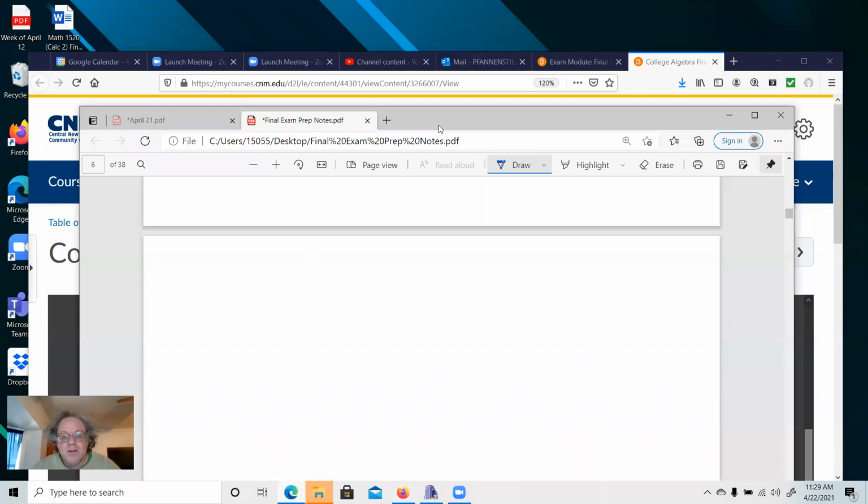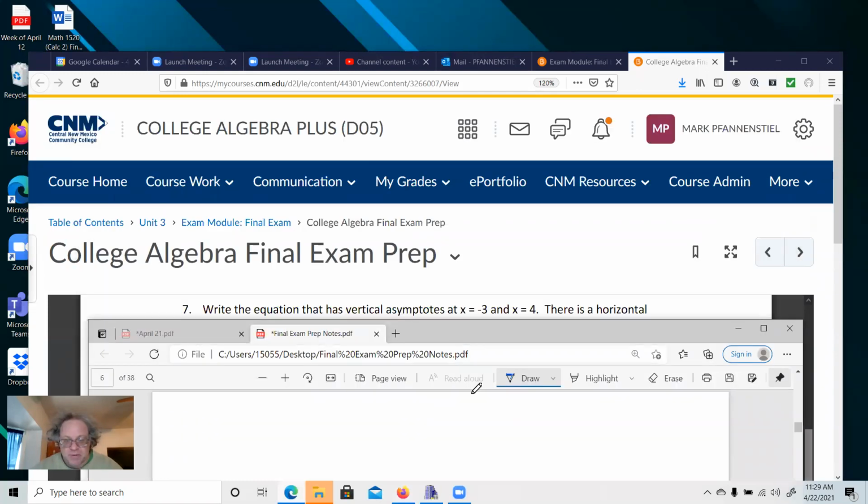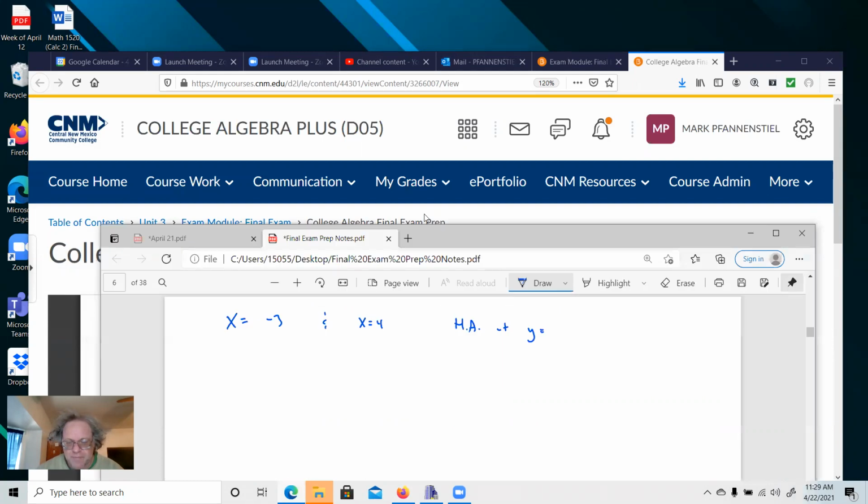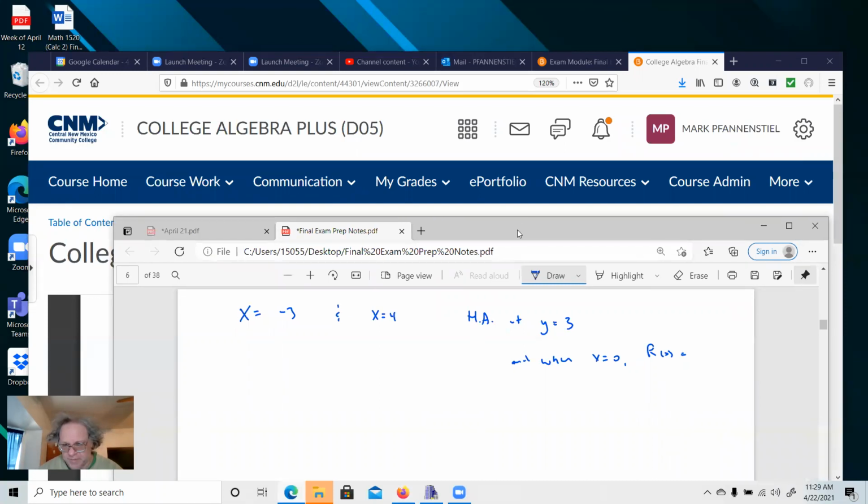Okay. So what do we know? We know that x is equal to -3 and x equals 4, so we have vertical asymptotes here and here. We know that we have a horizontal asymptote at y is equal to 3. And when x equals 0, the rational function is equal to 8. Okay, let's see if we can do this.